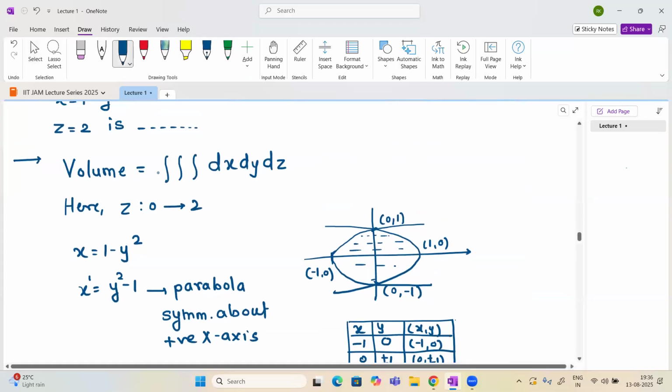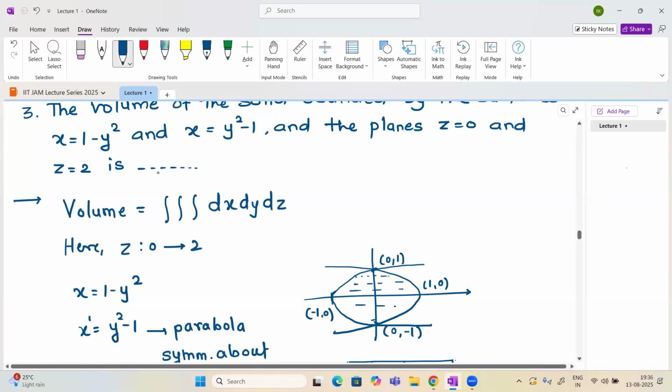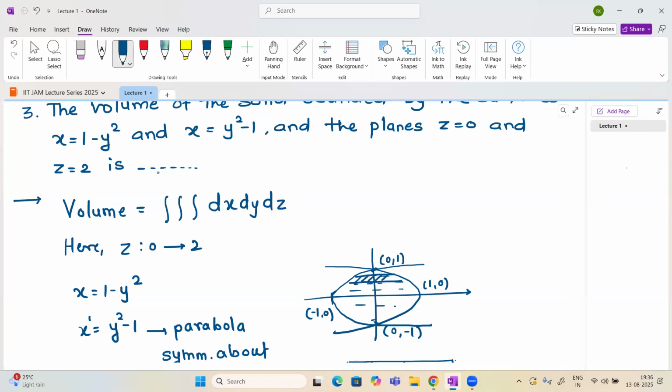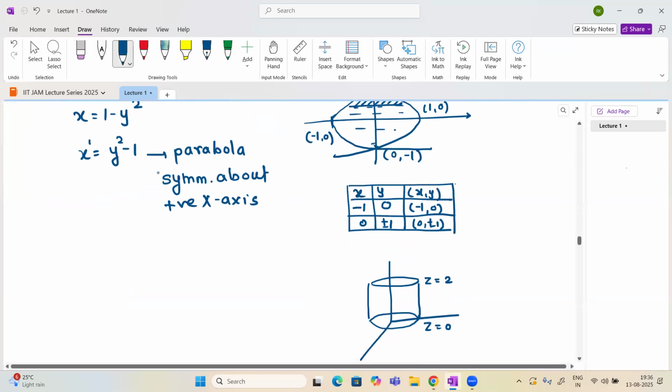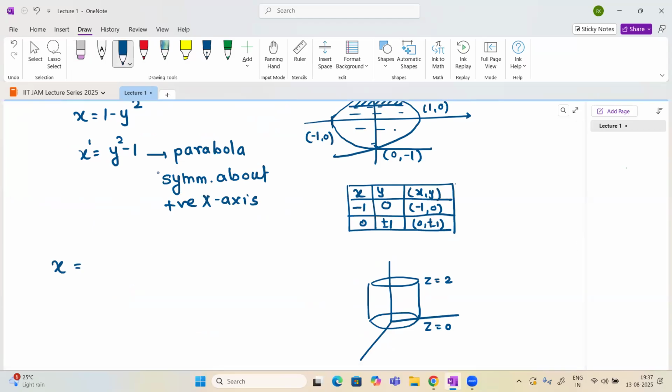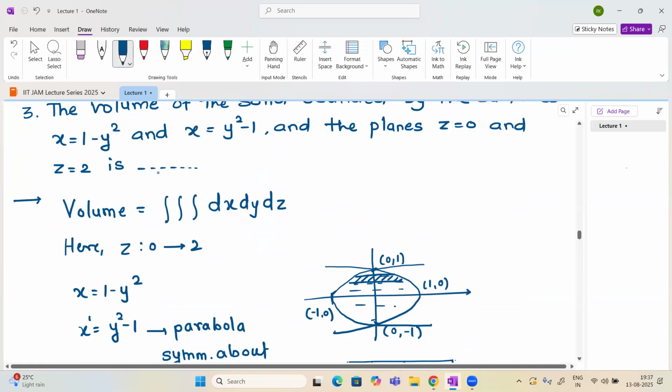So I want the limits of x and y. Here I will follow the same technique. I will draw a strip. I'm considering a strip parallel to the x-axis here. So I should write the limits of x first, x is equal to, and then I will write the limits of y. I will follow the same funda.